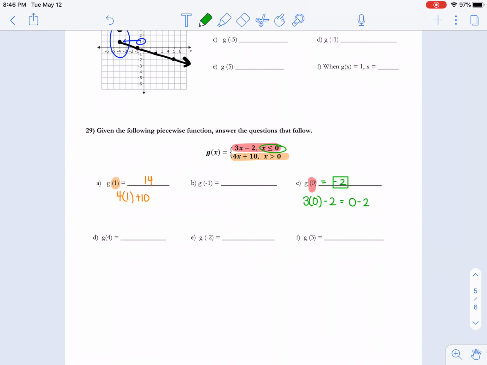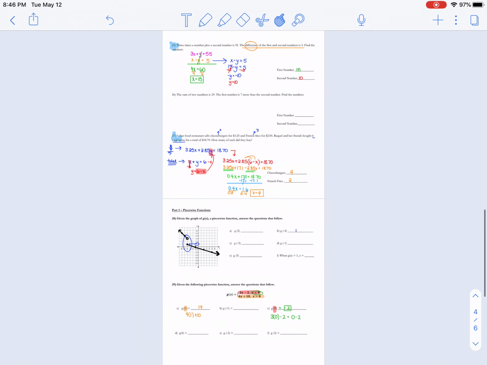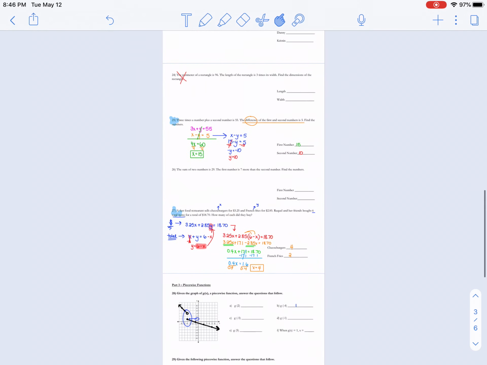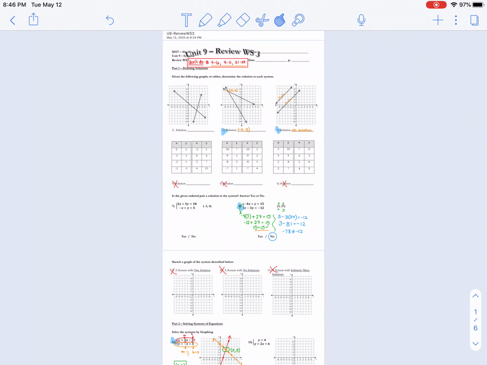Okay, so that's the deal. Go ahead and finish the worksheet and check your answer key and use it to help you on the test. Good luck, guys.